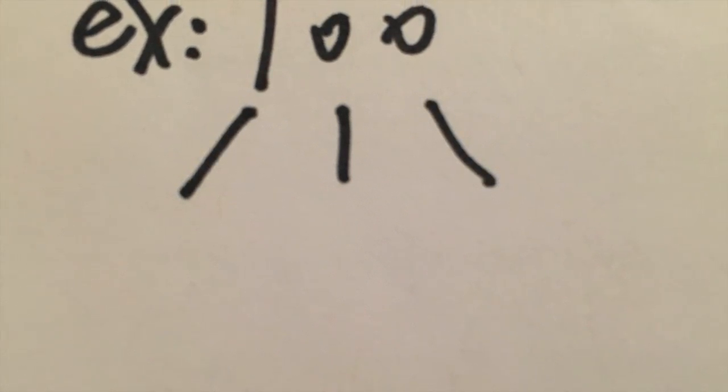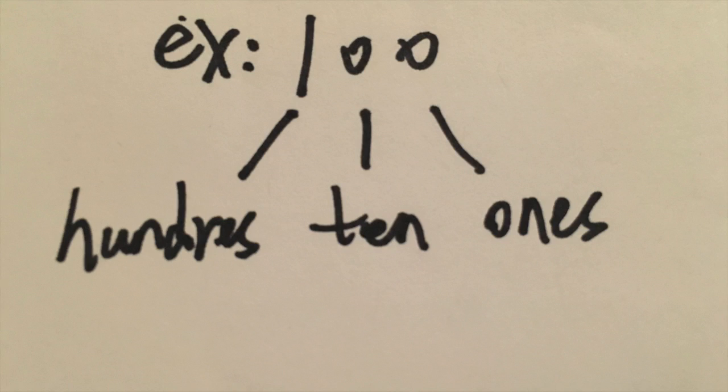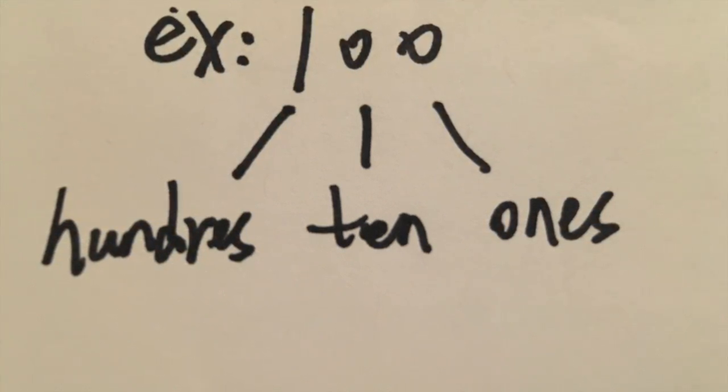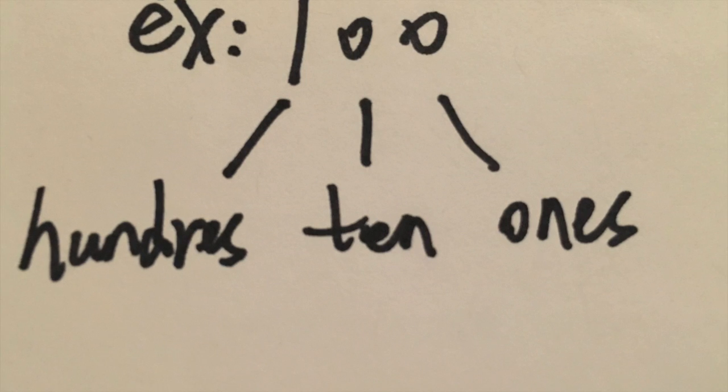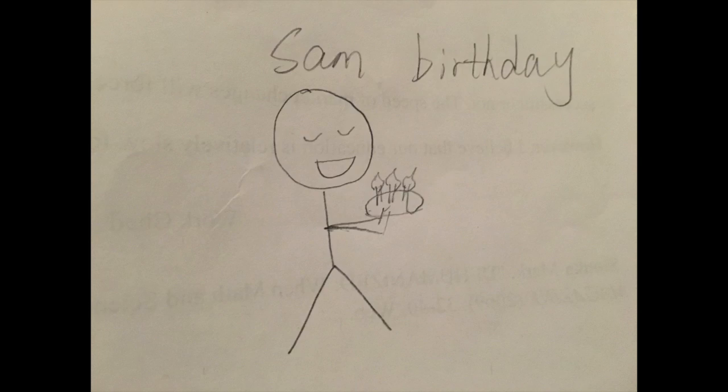For example, we can say this number, 100. The 1 is hundreds, the second 0 is tens, and the third 0 is ones. Once you understand these three different digits, hundreds, tens, and ones, we can start to learn how to add and subtract within 100. So let's learn this topic by following Sam's experiences.